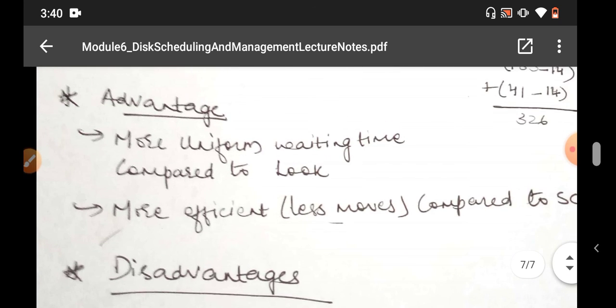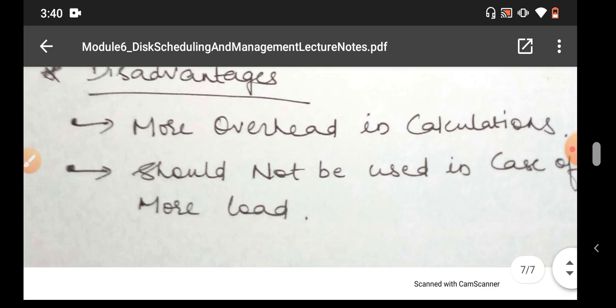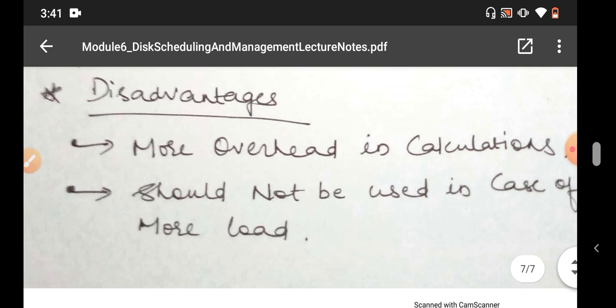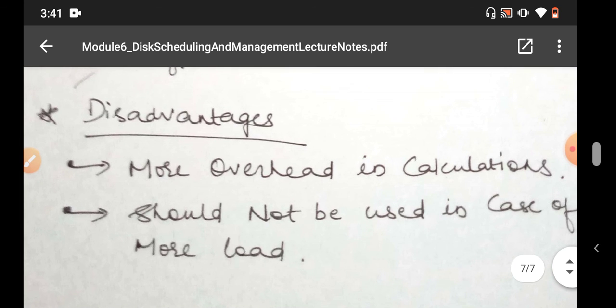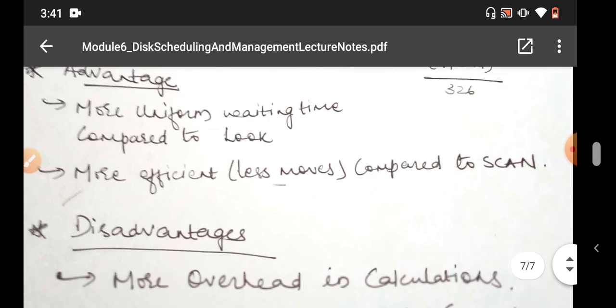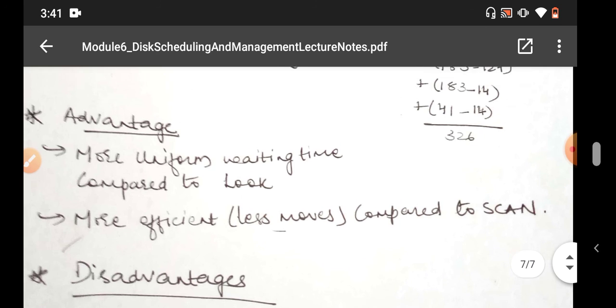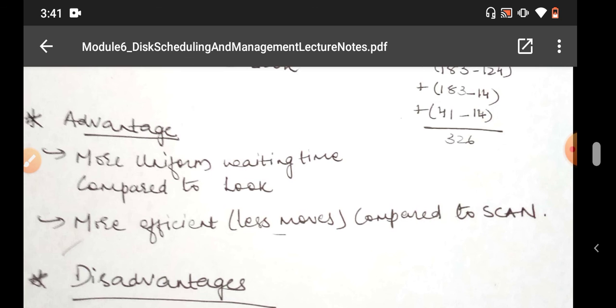Advantages: more uniform waiting time compared to look, more efficient, fewer moves compared to scan. Disadvantage: more overhead in calculation. Obviously, because first you have to find out which is the last request. And circularly it will work, meaning in both directions it has to serve the requests. So that is one more overhead. Should not be used in case of more load. More uniform waiting time, obviously, because it will go only to the last request, and it will serve both directions. More efficient, fewer moves as compared to scan.